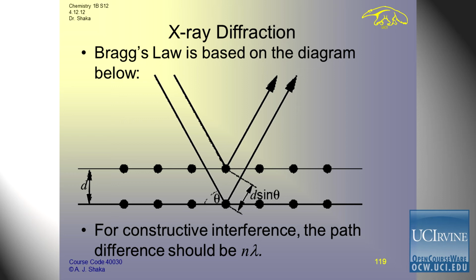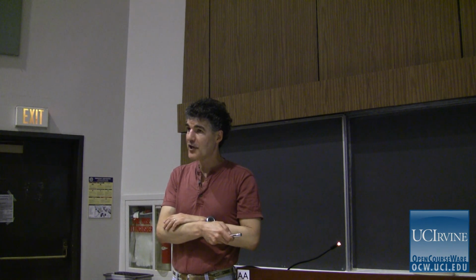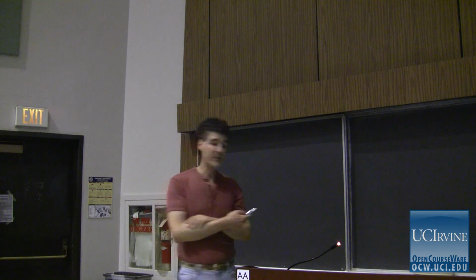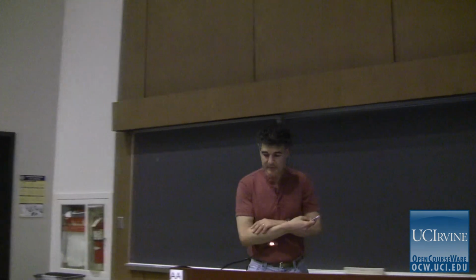And the condition then is that the path difference should be an integral number of the wavelengths. That means I have to use X-rays that have the same wavelength. They can't be just random X-rays like white light. They've got to be like this laser pointer. It's got a specific color. And I use that specific color to shine in. Often it might be something like copper K alpha.